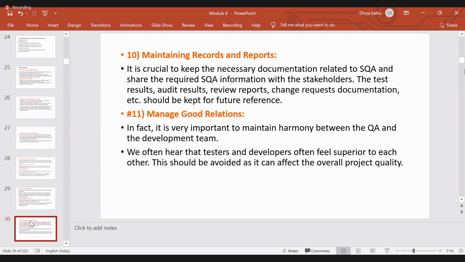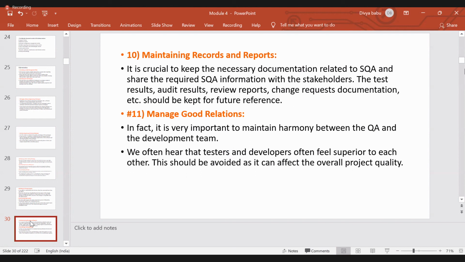Then maintain records and reports. You should document everything. Even for SQA changes, you should report what changes you have done, clearly mention them, and report the impact of the changes made in your project and your system. The test results, audit results, review reports, and change request documentation, everything you should keep for reference. That is the record and report.